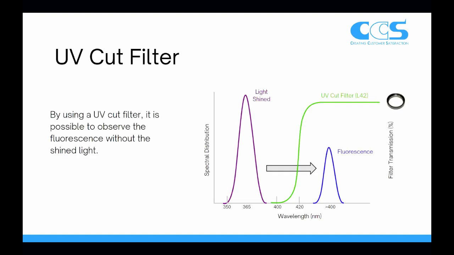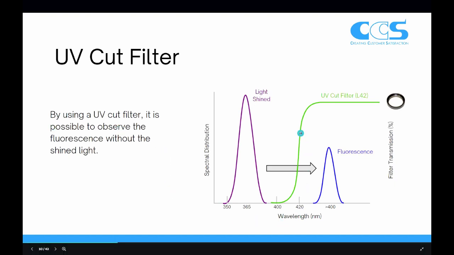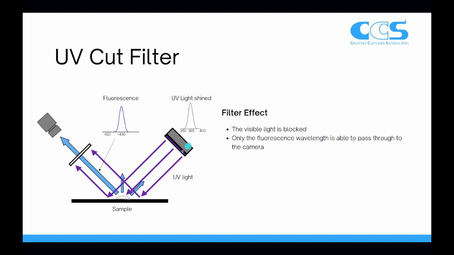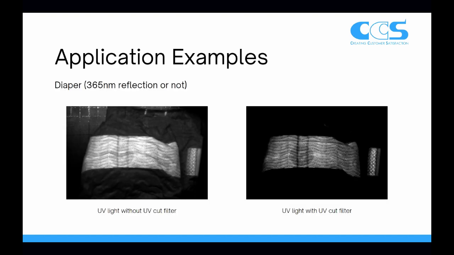One thing we do utilize when we talk about UV light is using a UV cut filter. What the UV cut filter does is essentially block out any wavelengths shorter than about 400. So we know that the light shined is 365, the light reflected is above 400, and we block out anything less than that, so we just see what fluoresces. You can see in the updated diagram that the filter blocks the UV, and now we just get that fluorescent light, so we get a more clear, higher contrast picture.